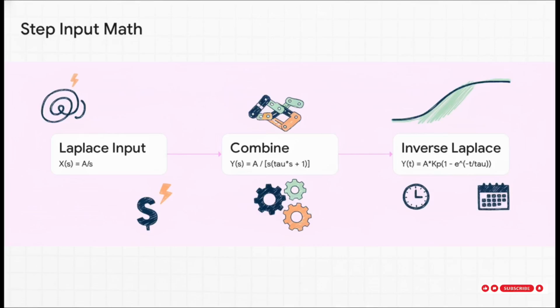This yields our final equation. Y(t) = A·K_p multiplied by 1 − e^(−t/τ). It's a beautiful equation, really. It describes a curve that starts out fast and smoothly levels off to its ultimate steady-state value.